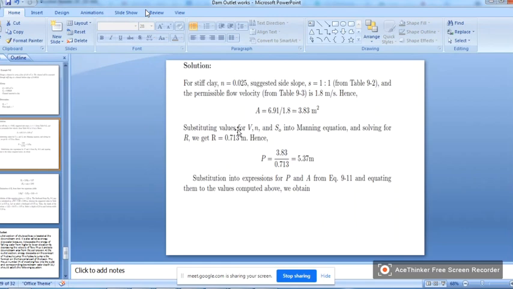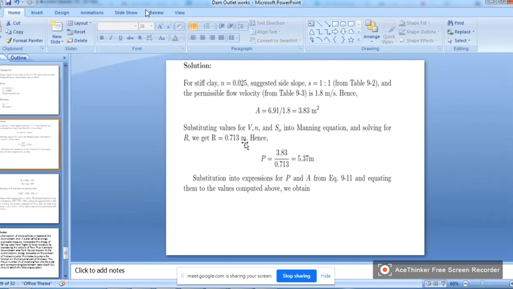Substitute the values of V, N and S in Manning's equation. So what is Manning's equation? V is equal to 1 by N, R to the power of 2 by 3, S to the power of half. Here V is assumed 1.8, N is known, and S is known. Then you will get the R value from Manning's equation. R is equal to 0.713 meters.